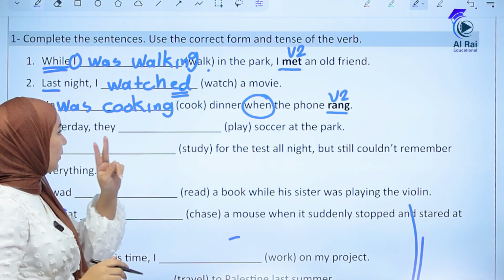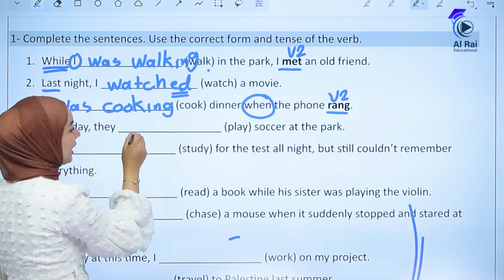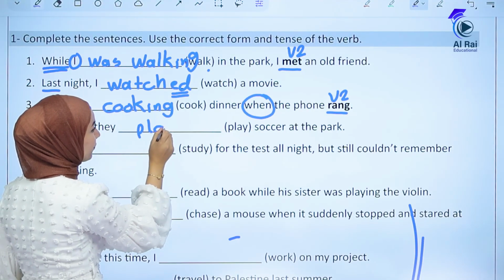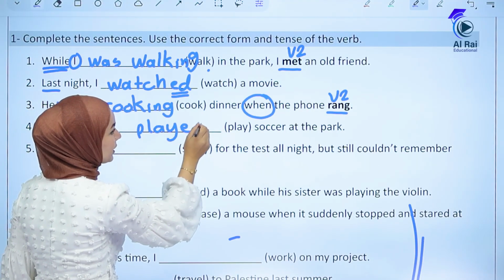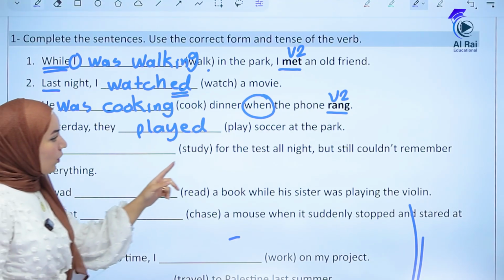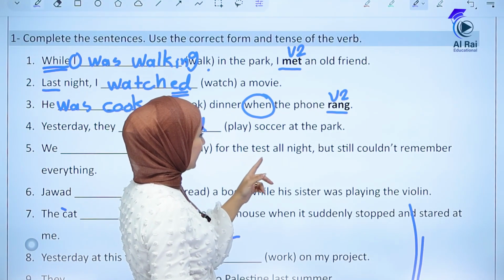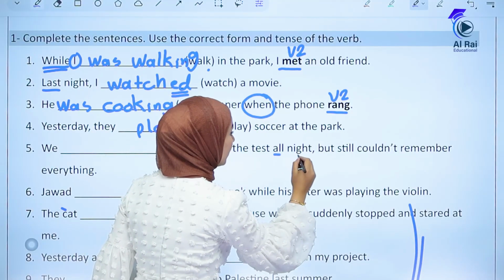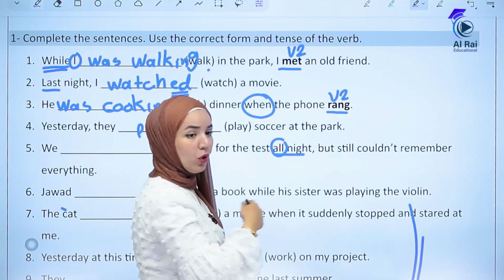So I need verb 2. Yesterday, they played soccer at the park. 5. We blank for the test all night. All night, and time. All night.